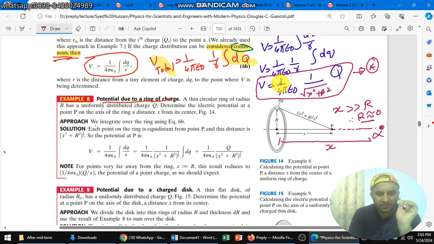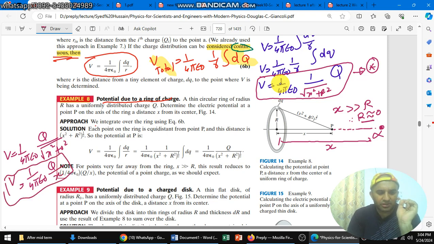So I write here on the left side. V is equal to 1 over 4 pi epsilon naught, Q divided by the square root of x square plus 0 square. So the square and root cancel, and we are left with 1 over 4 pi epsilon naught, Q over x. So this is the same result as the potential due to a single point charge.